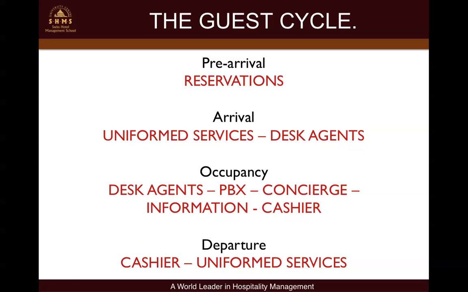As you see on this slide, the guest cycle is divided into four different sections: pre-arrival, arrival, occupancy, and departure. Underneath every step, you have the departments that are involved in each single phase. You see, as well, it's logical.